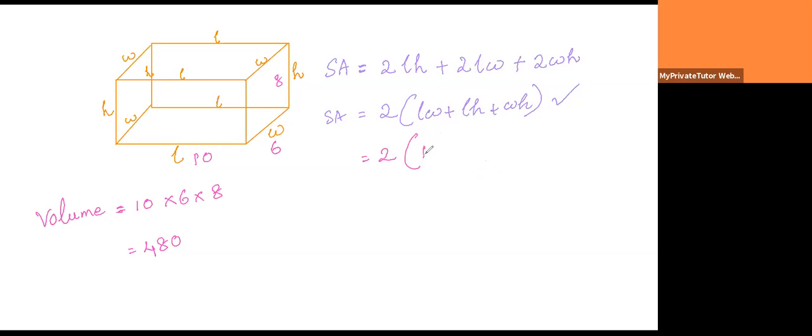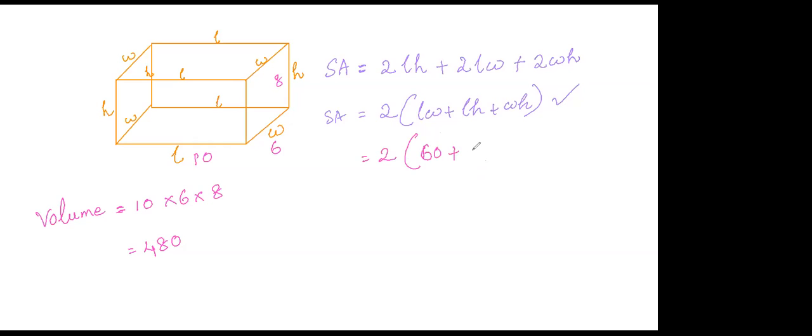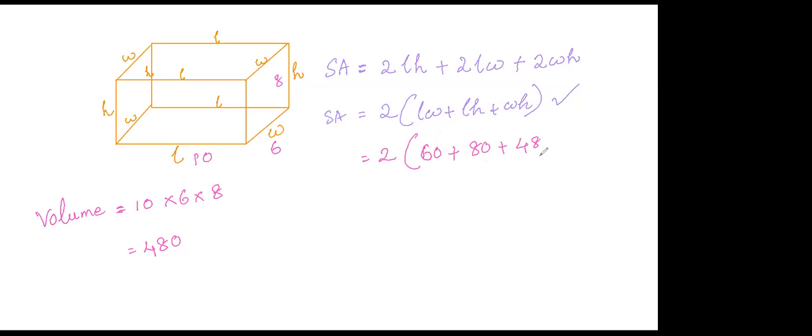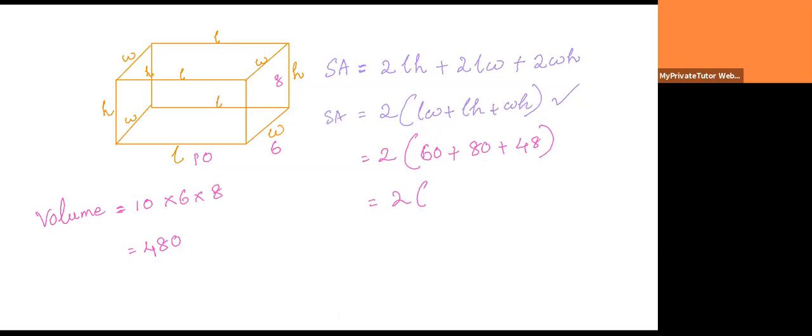So 10 times 6, 60. What is that? Length and height, 10 times 8, which is 80. And then what else are we left with? Width and height, 6 times 8, 48. So just add: 60 plus 80, which is 140, plus 48, which is 188. Times 2, we'll get 376 meters square. So if you go back, we got the same.